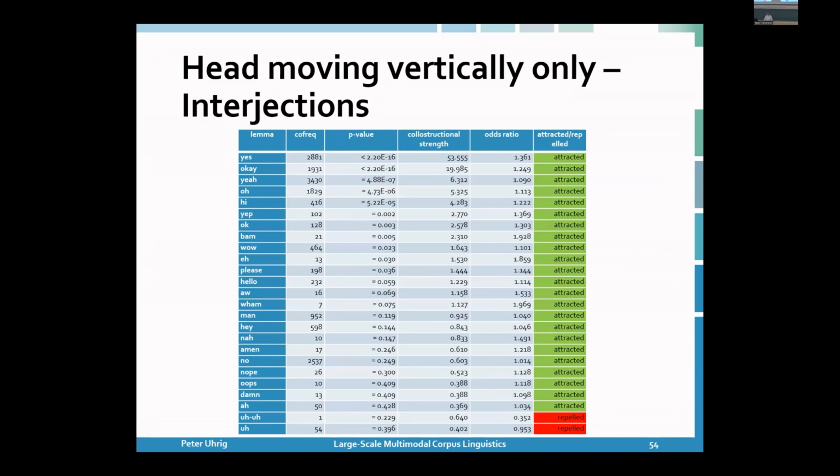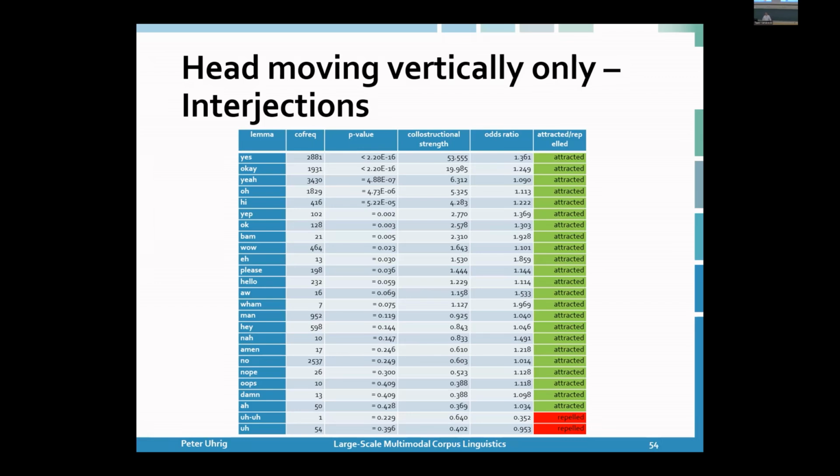Now, for head nods, or let's say for vertical head movements, the situation looks different. Again, the beginning looks really good. The most strongly associated ones are yes, okay, and yeah. So we're happy with that. And then we have "and" as repelled. Okay, we can live with that. But where is "no"? Well, "no" is actually here, and it's attracted to vertical head movement. When I said I was naive, I really was naive. I looked at that and said, nah, that can't be right. Well, it turns out in this case, the computer is right and I was wrong.